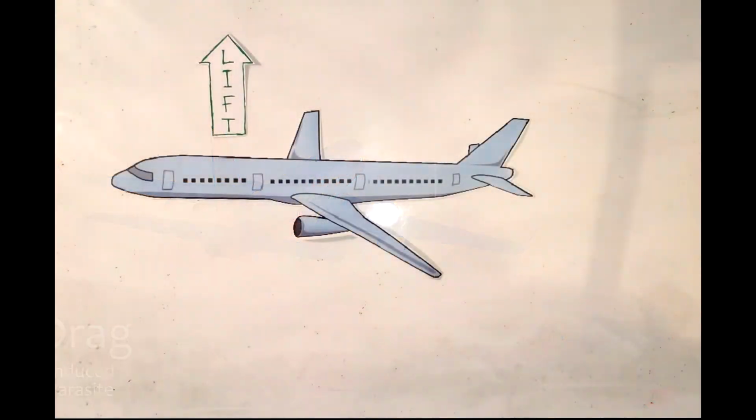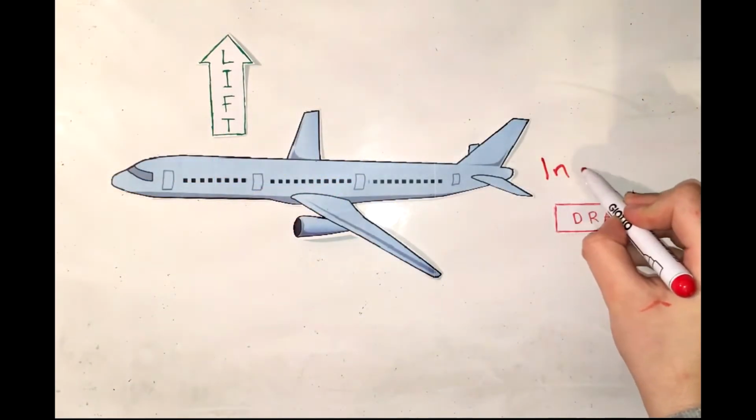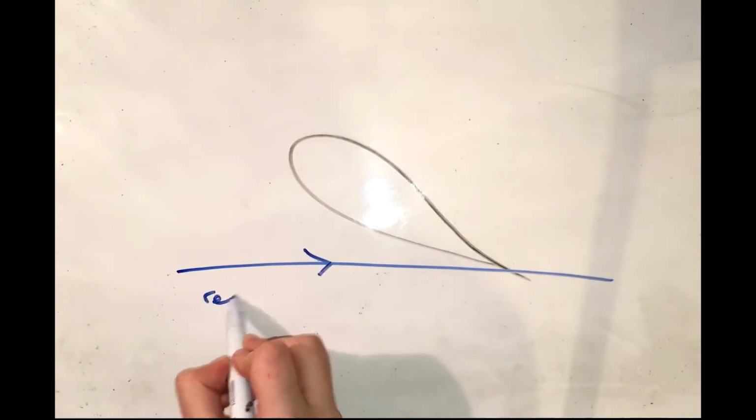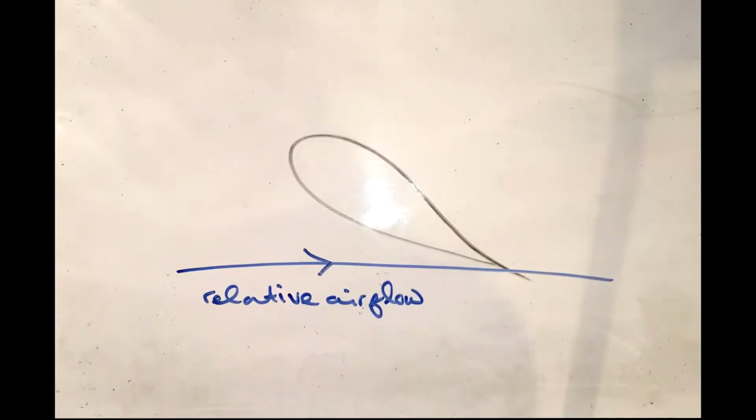Induced drag is a byproduct of lift and resists the forward movement of an aircraft through air. At high angles of attack, the high pressure air below the wing likes to swirl around the wingtip towards the low pressure air above the wing.